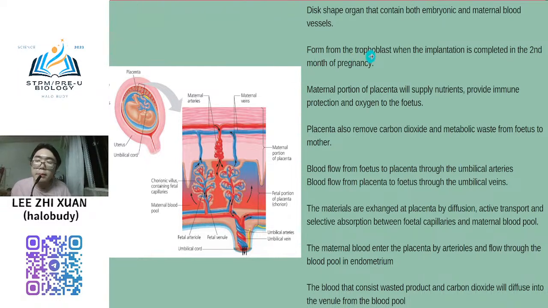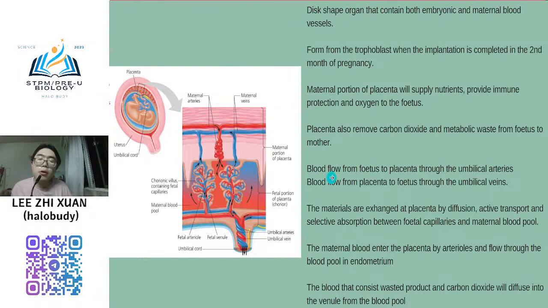Normally the placenta develops from the trophoblast when implantation is completed, normally in the second month of pregnancy. The maternal portion of the placenta will supply nutrient, provide immune protection, and also oxygen to your fetus. And of course, your fetus also produces metabolic waste and carbon dioxide. All these metabolic wastes in the fetus will be excreted out through the maternal body, transported from the fetus to the mother through the placenta too.